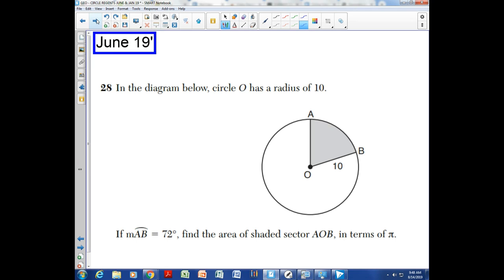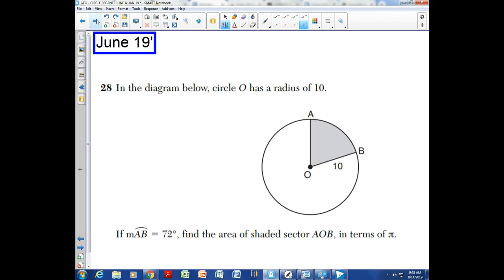June 19, number 28. In the diagram below, circle O has a radius of 10. If the measure of arc AB is 72 degrees, find the area of the shaded sector AOB in terms of pi. Okay, so here we can see we're out of the multiple choice problem, so we need to show all our work. Well, I'm going to remember a couple of different things.